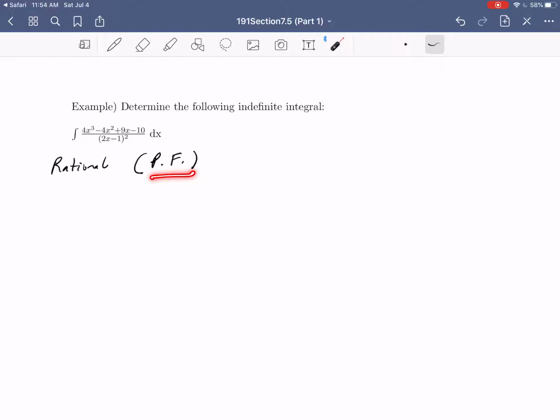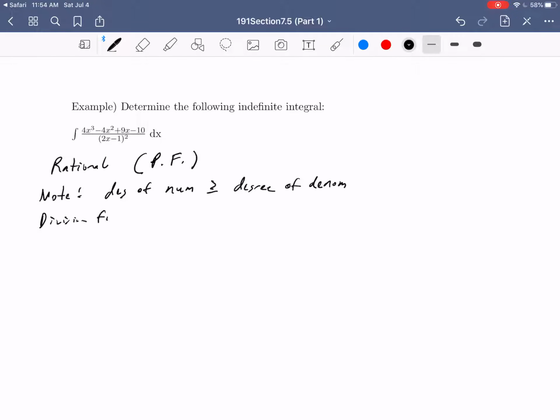Now, for partial fractions, the degree of the denominator has to be larger than the degree of the numerator. The degree of the numerator here is 3, and the degree of the denominator, if we multiplied it out, would be 2. So we can't use partial fractions right away. We want to make a note here: the degree of the numerator is greater than or equal to the degree of the denominator, so we need to do division first.